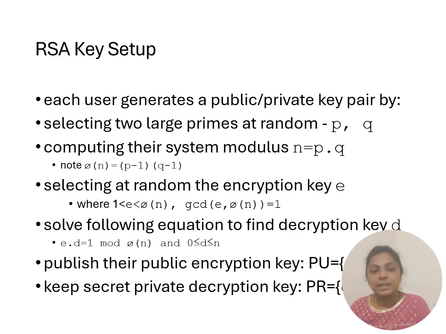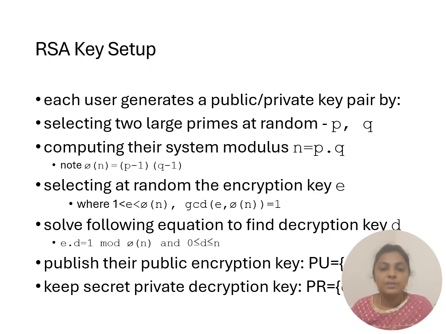Then we need to select a random encryption key. It is a random key, but it also satisfies two conditions: it falls between 1 and phi of n, and also the GCD of that number and phi of n is equal to 1. So that's the key. e is the key which is used in the encryption process.